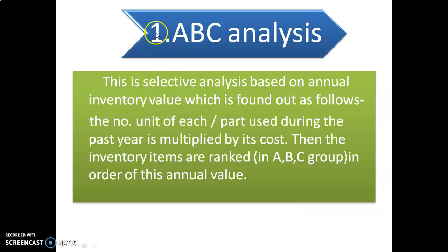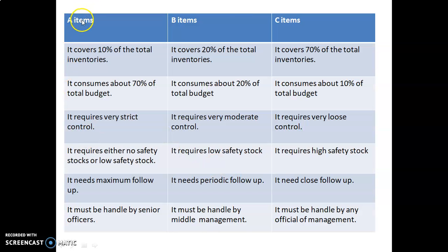First we will learn about the ABC analysis. This is a selective analysis based on annual inventory value, which is found out as follows. The number of units of each item or part used during the past year is multiplied by its cost. Then the inventory items are ranked in A, B, C groups in order of this annual value. First A items, B items and C items.